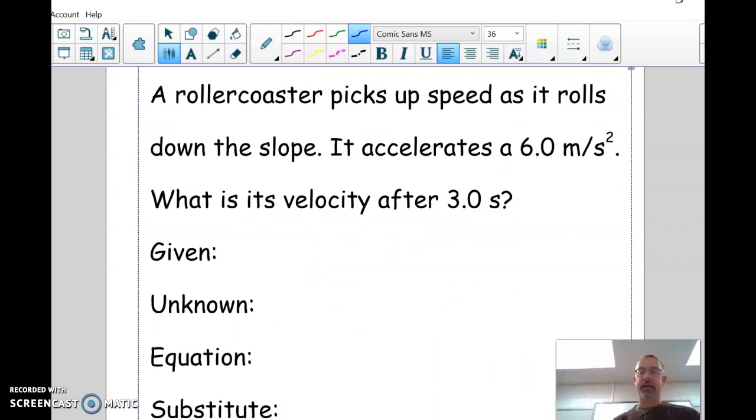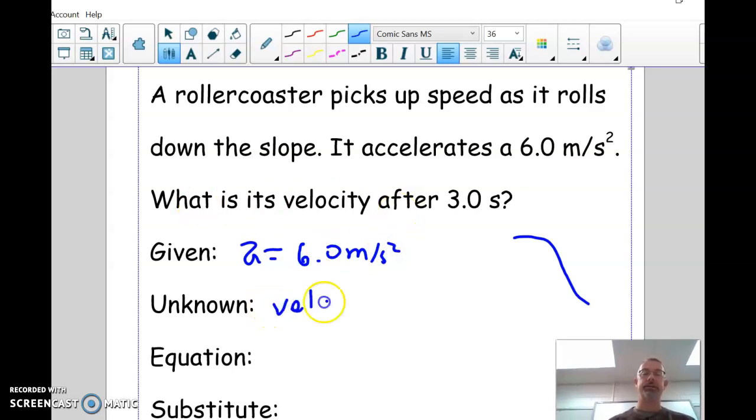Let's say we've got a second problem. A roller coaster is going to pick up speed as it goes down the slope. It accelerates at 6 meters per second squared. That is what they're giving you. It's a gift. They are telling you that the acceleration is 6 meters per second squared. What is its velocity? For whatever reason, the writers of this problem don't know what the change in velocity is. After 3 seconds, I've just identified a time. 3 seconds is a time. So how are we going to solve this?